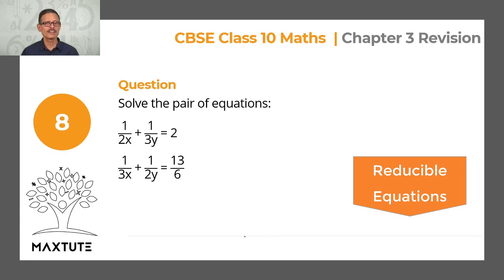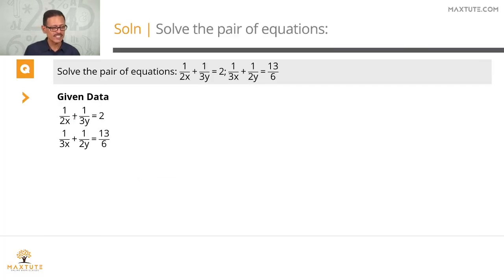Lastly, this is the one where I said pair of equations that will reduce to a pair of linear equations in two variables, and then we'll solve it. Right? The equations given are 1 by 2x plus 1 by 3y equals 2, and 1 by 3x plus 1 by 2y equals 13 by 6. Let's get started. I'm going to rewrite these equations, splitting the denominator of each of these expressions into two parts.